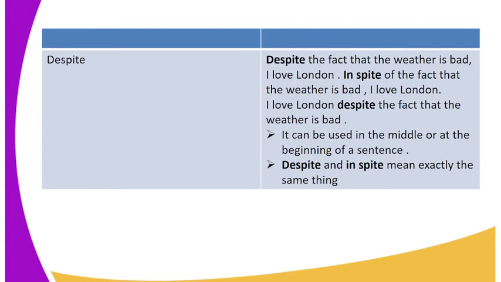Then we have despite. Despite the fact that the weather is bad, I love London. That is an example of a sentence where you use the word despite. In spite of the fact that the weather is bad, I love London. Those are examples of sentences where we use despite and in spite. So I love London despite the fact that the weather is bad.